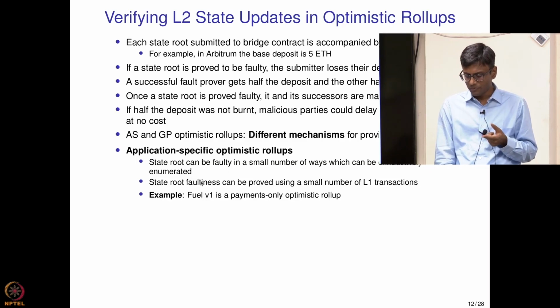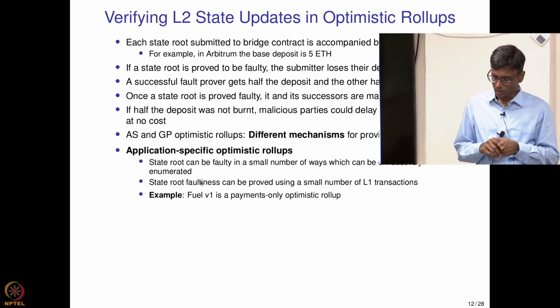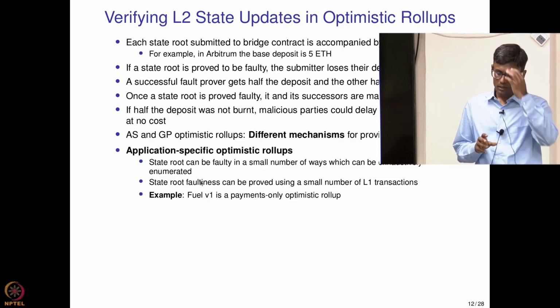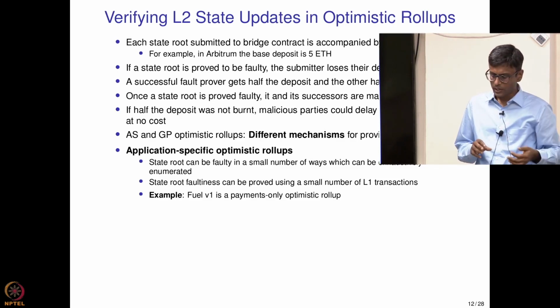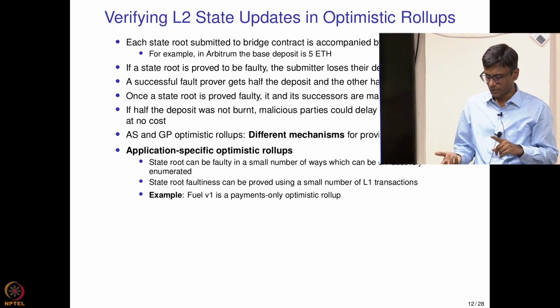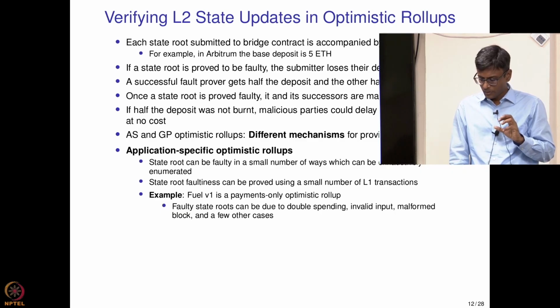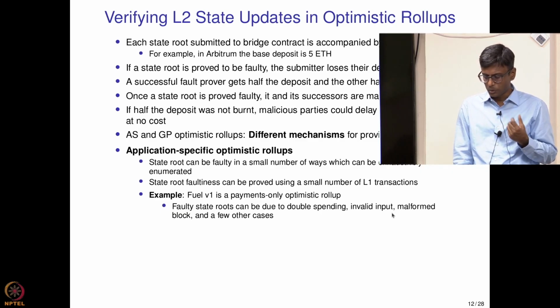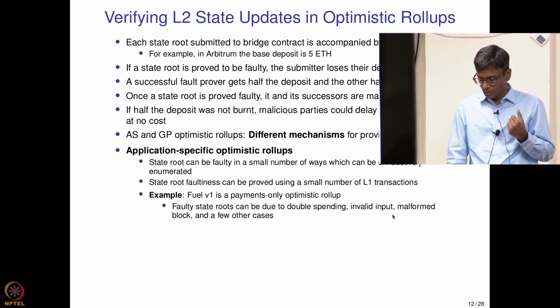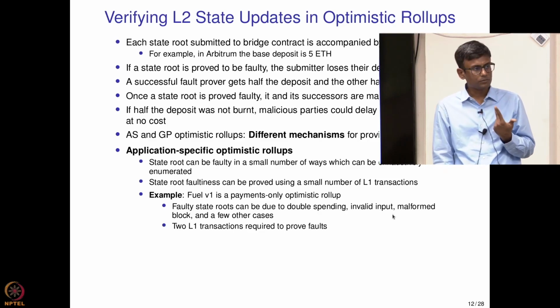For example, Fuel V1 is a payments only optimistic rollup. It only supports payments. So if you have only payments, then the only kind of faults can be double spending or spending more coins than you have, and a finite set of state changes which are allowed anyway in an application specific rollup. So the faults are also finite, like double spending, invalid input, malformed block and so on. So 2 L1 transactions are enough to prove faults.